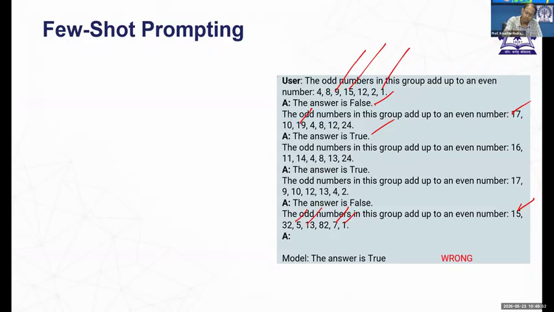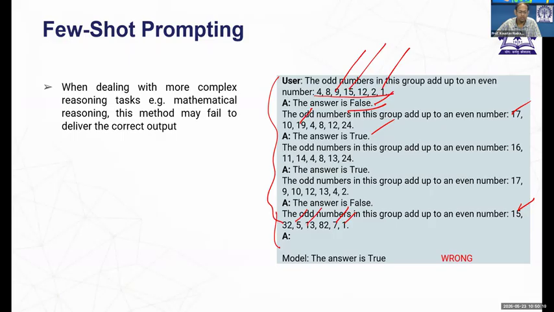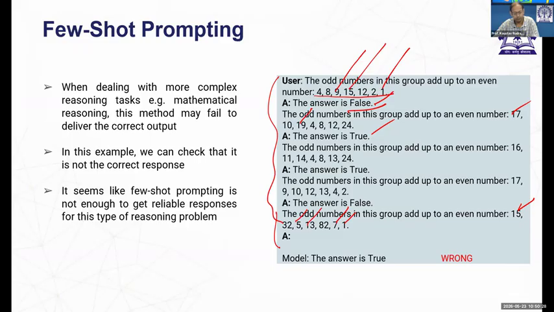So that means these first four examples, we basically provide those examples so that the LLM can understand the pattern. Pattern means how I am basically solving this problem. But from this final answer, you can see the LLM fails to understand that particular mapping, how I am mapping this particular sequence to this particular statement, whether it is false or true. Now, when dealing with more complex reasoning tasks, for example mathematical reasoning, this method may fail to deliver the correct output. In this example, we can check that it is not the correct response. It seems like few shot prompting is not enough to get reliable responses for this type of reasoning problem.